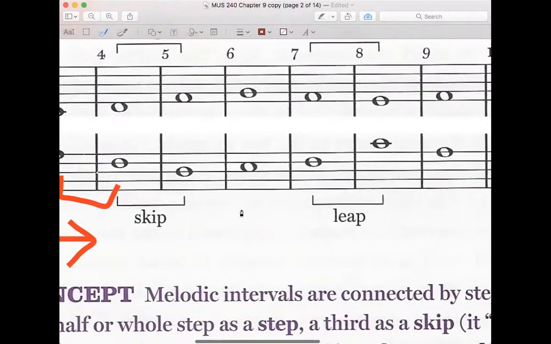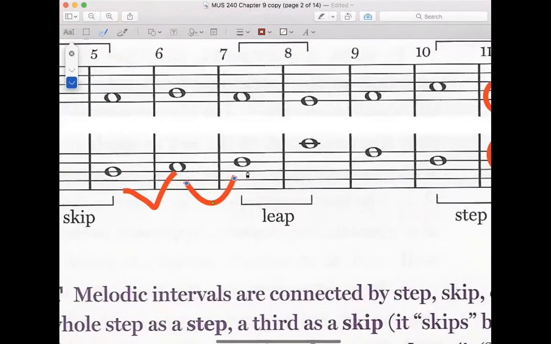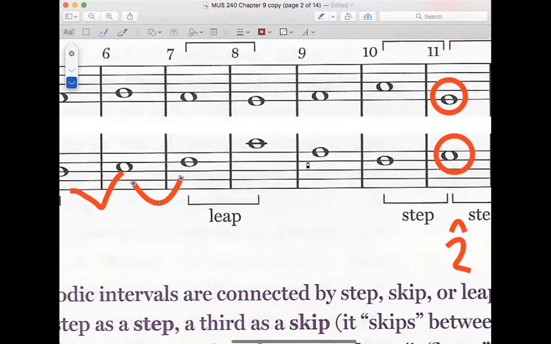If you were to continue analyzing, you'd see, okay, that's a step. That's a step. Oh, here we have do, so. Wow, this feels very dramatic. This big leap, F to C. Okay, if you sing that, you can really feel that is a big leap. That's the leap of a fifth.